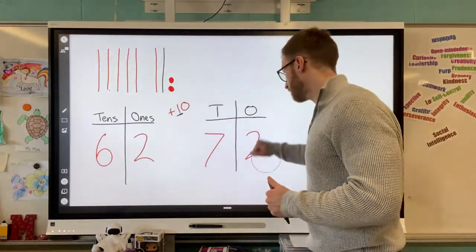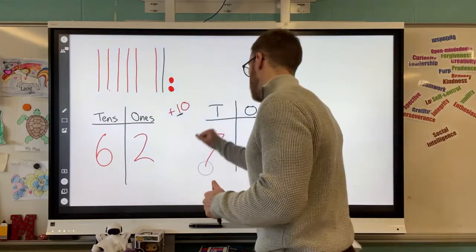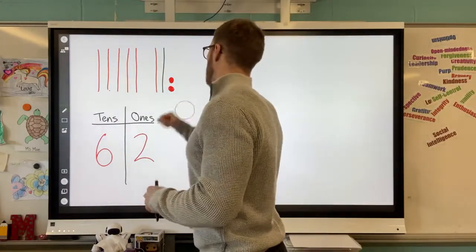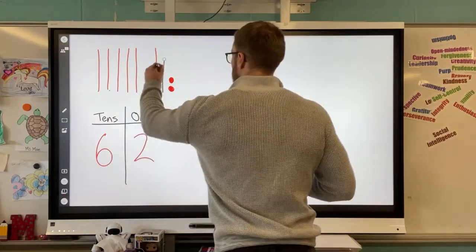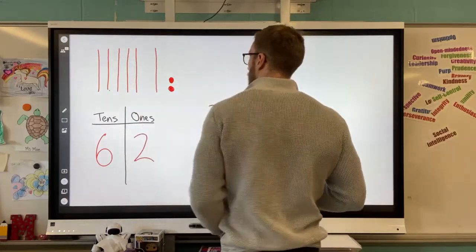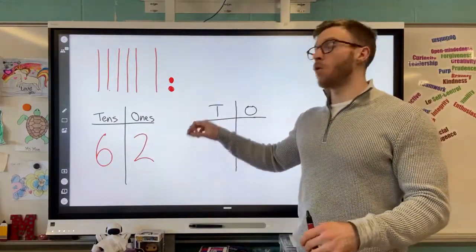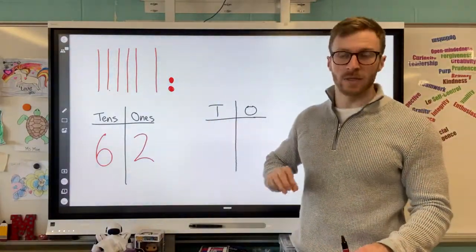Awesome job. Okay, we're going back to 62. I'm going to get rid of this extra 10 we drew in here. Now, I want you to tell me what 1 less than 62 is.